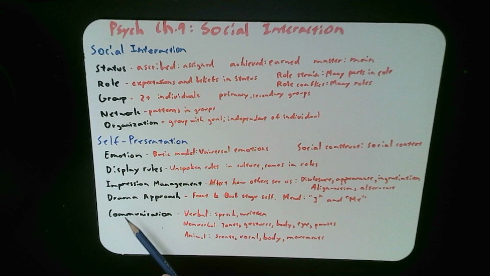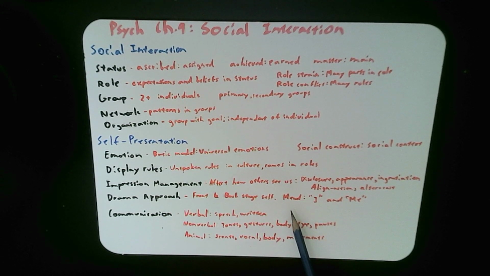The dramaturgical approach, or drama approach for short, includes the front stage and the backstage of ourselves. The front stage is how we present ourselves to others, and the backstage is what we don't show the audience, which is others. We don't show people who we are on the inside.